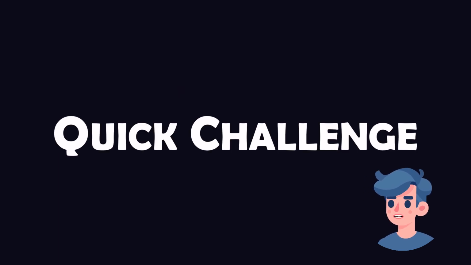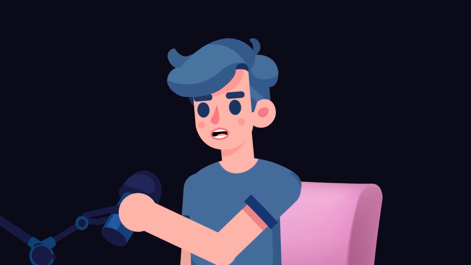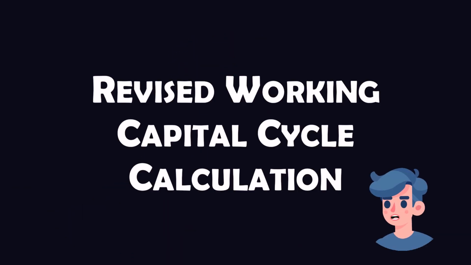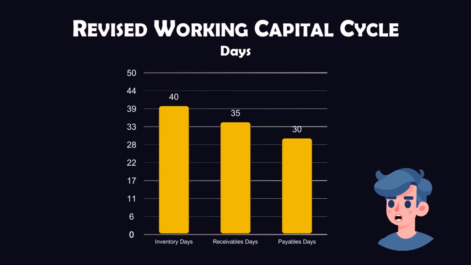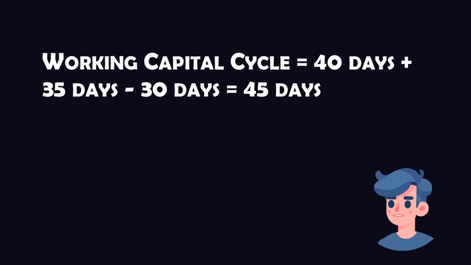Question: if ABC Corp extends its payables period to 30 days, how does it affect the working capital cycle? Revised calculation: with an extended payables period of 30 days, the working capital cycle is. This results in a cycle of 45 days, highlighting an improvement in the working capital cycle by 10 days.